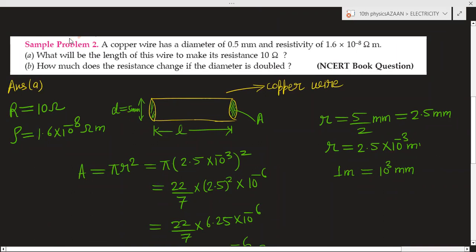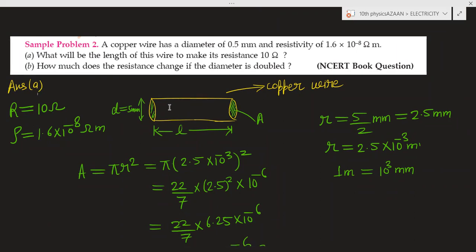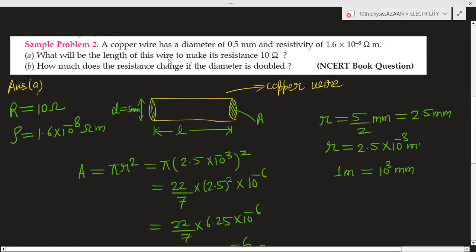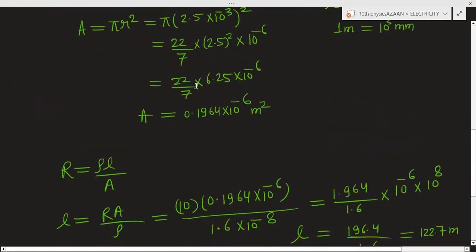Now answer B. They are asking, how much does the resistance change if the diameter is doubled? You have to think here. If the diameter becomes double, how much will the resistance change?